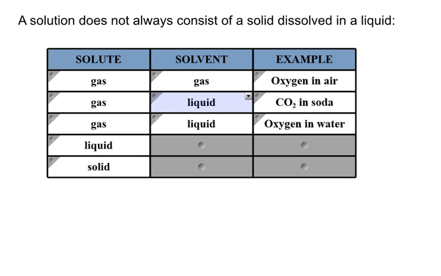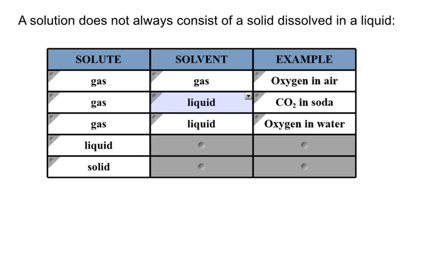We can also have another example of a gas dissolved in a liquid: oxygen in water. In order for fish and plants to survive underwater, a lot of them need oxygen because they can't make their own oxygen. And where does that oxygen come from? It comes from the water, and it's actually dissolved in the water.